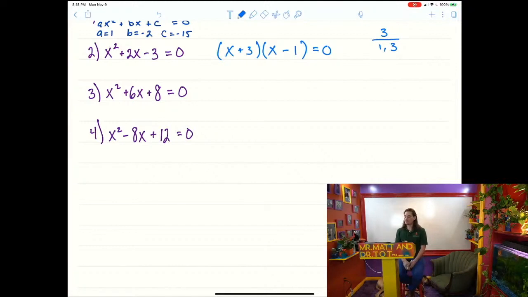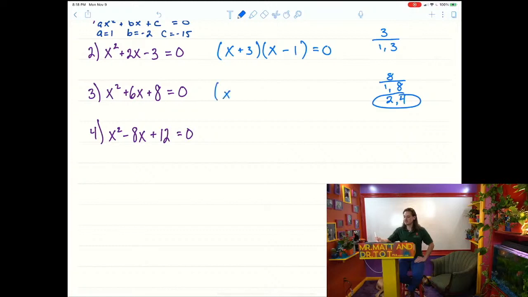Number 3, we have x squared plus 6x plus 8. So I'm looking for two factors of 8 that add together to get 6. I have 1 and 8, 2 and 4. The only number between 2 and 4 is 3, and 8 is not divisible by 3, so I have all the factors here. The c value is positive, so both of the factors are negative, or both of the factors are positive. Notice that a positive 2 and a positive 4 would give me a positive 6.